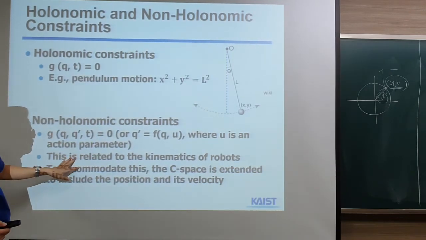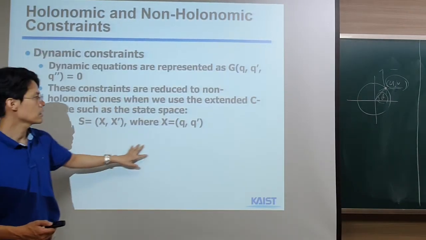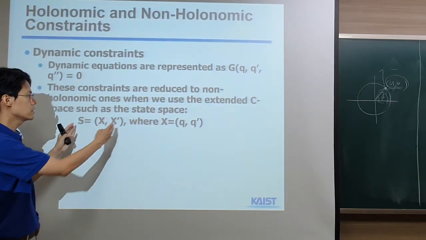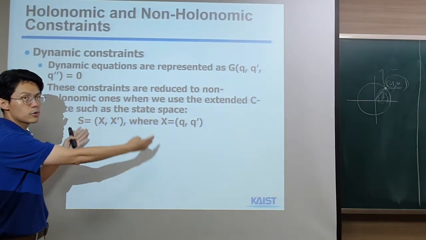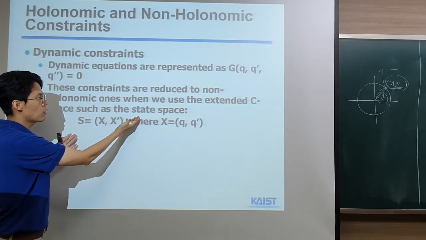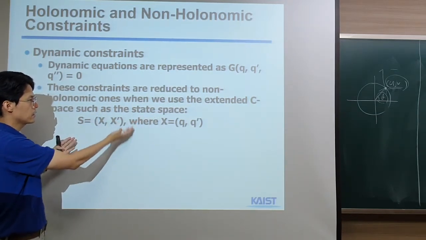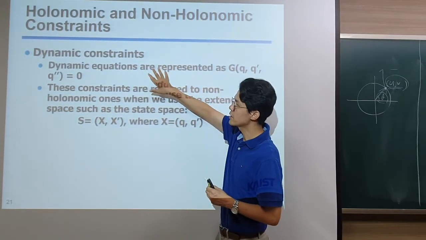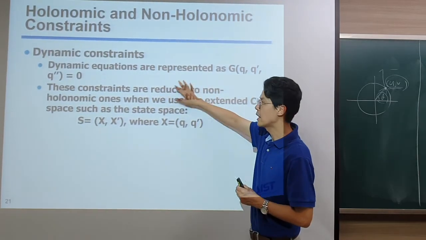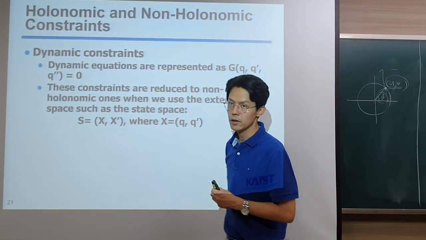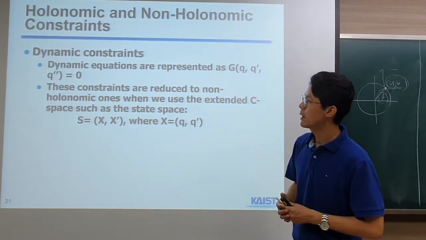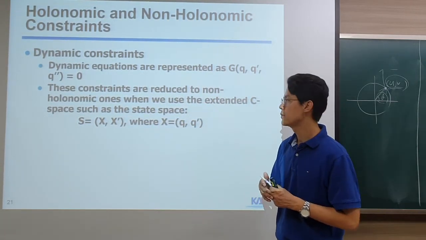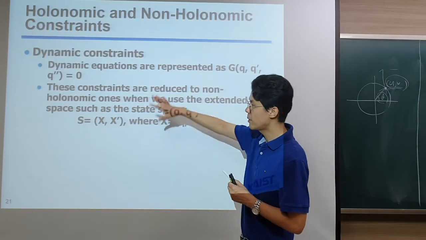It looks like a holonomic case, right? So if you are using this kind of parameterization, when you use this kind of approach, we call it a state space. Then the dynamic constraint in the original configuration space can be reduced to a non-holonomic constraint in state space. So when you're reading a paper, if you encounter this kind of state space, just think about this concept.